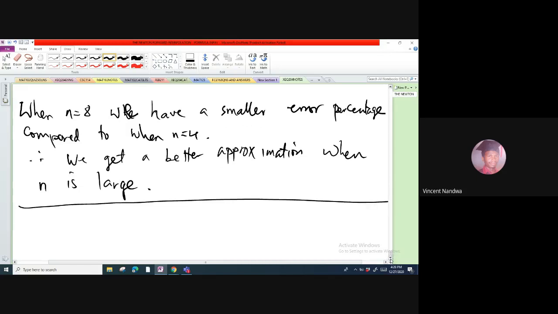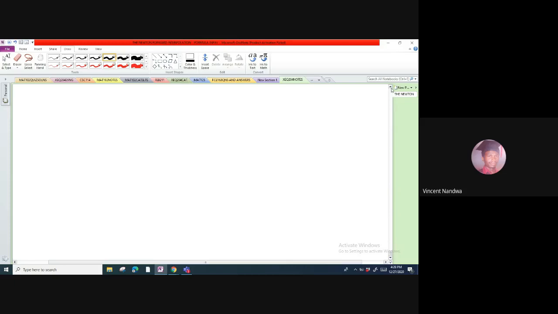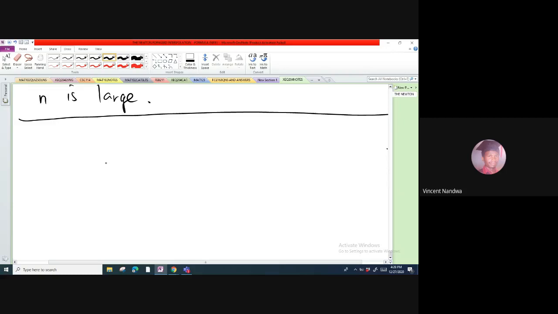So similarly, you can do as many problems on the trapezoidal rule as possible. So next, we will do examples on Simpson's rule.